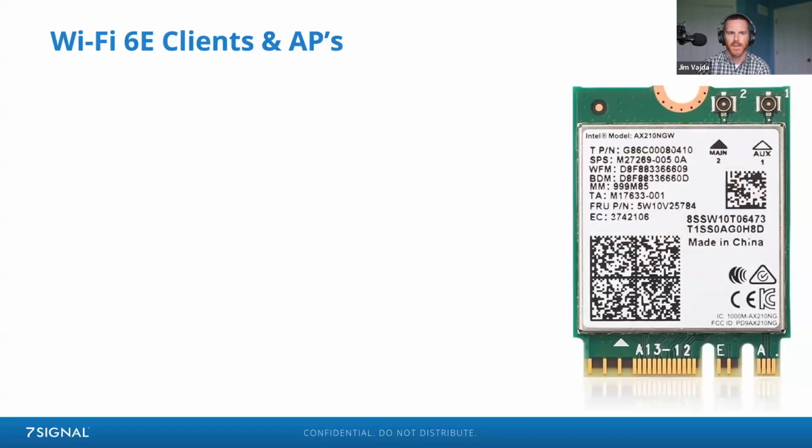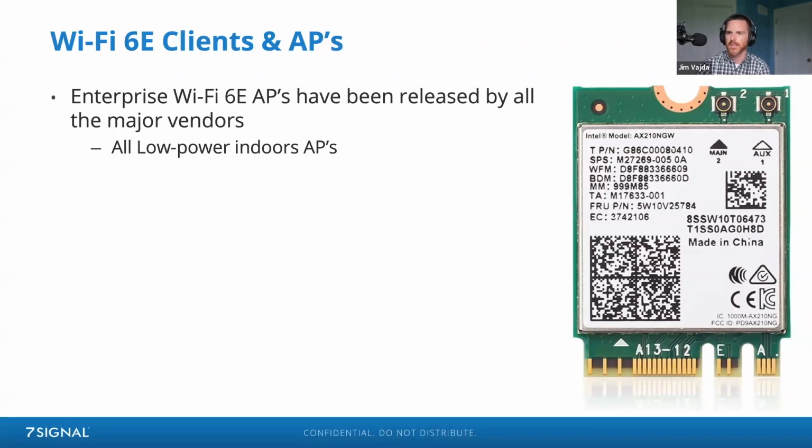So let's look at the hardware that's available today. Pretty much all the major enterprise Wi-Fi vendors have access points available now, or I should say released. Maybe they'll take a purchase order. In terms of actual availability, that's of course affected by the chipset shortage. All those APs are low power indoor APs, some of which again might get recertified for standard power operation in the future.